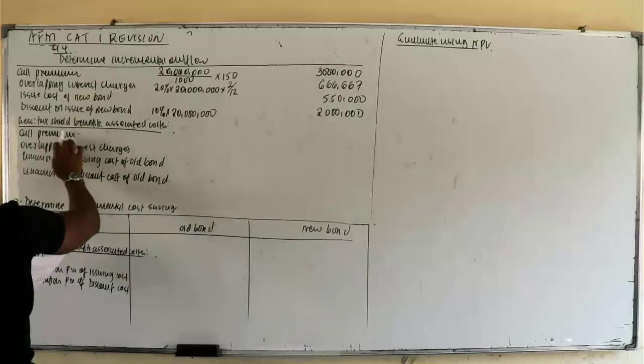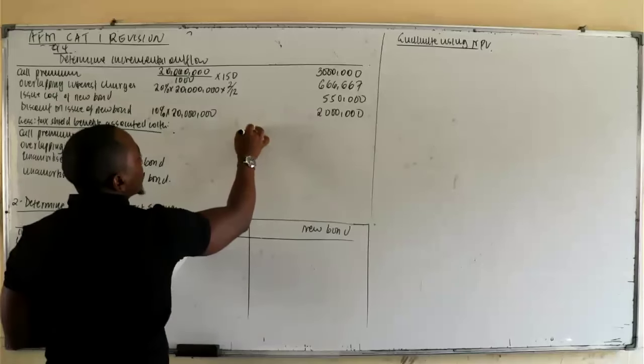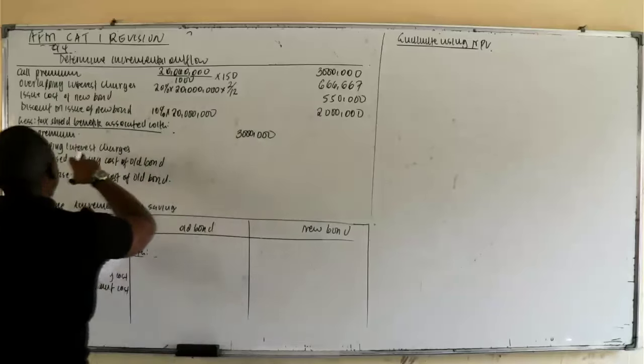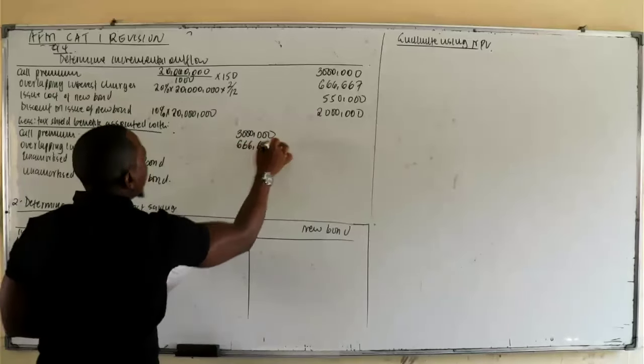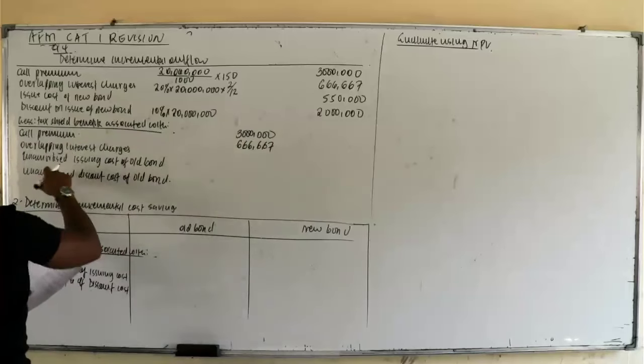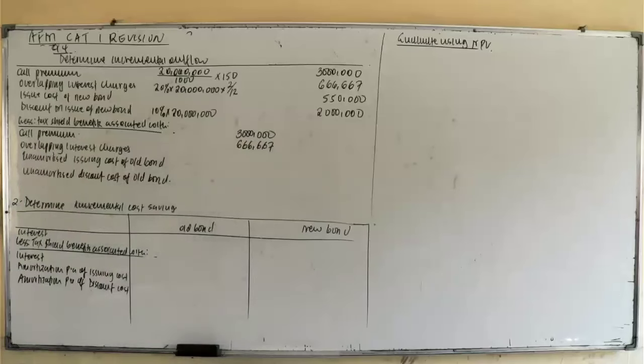So you raise the tax shield benefit associated with the call premium. The call premium is 3 million. Then the overlapping interest charges of 666,667. Then you factor in the unamortized issuing cost of the old bond. You see, the flotation cost is a preliminary expense, which should be capitalized and then depreciated or amortized over the economic period. So therefore, it has some tax savings.